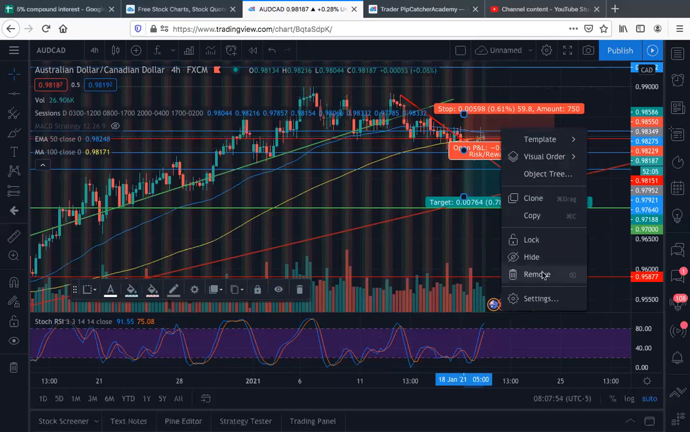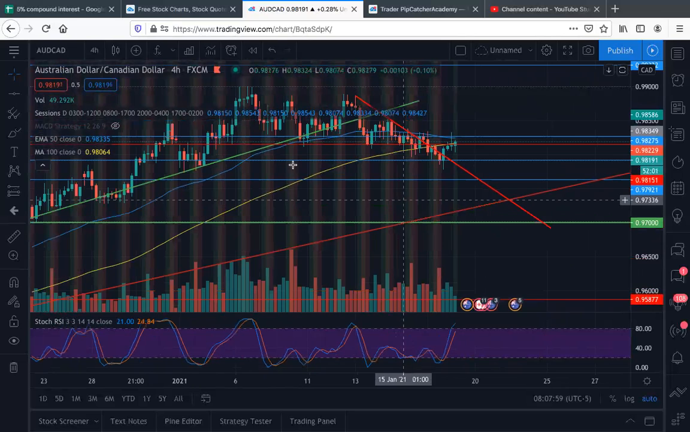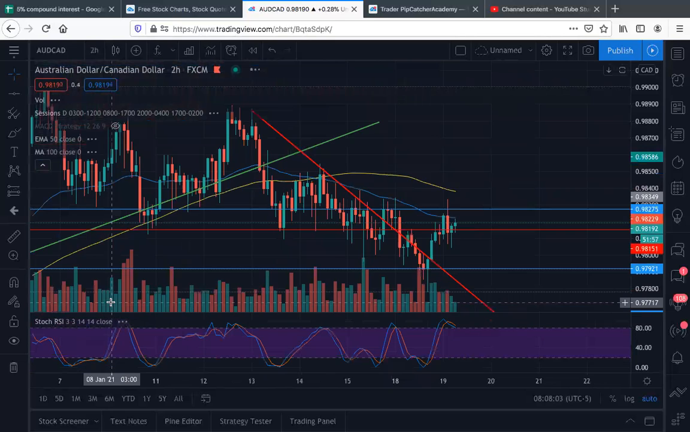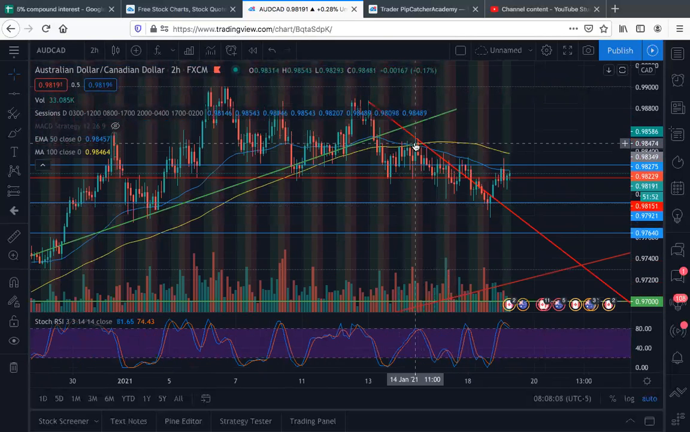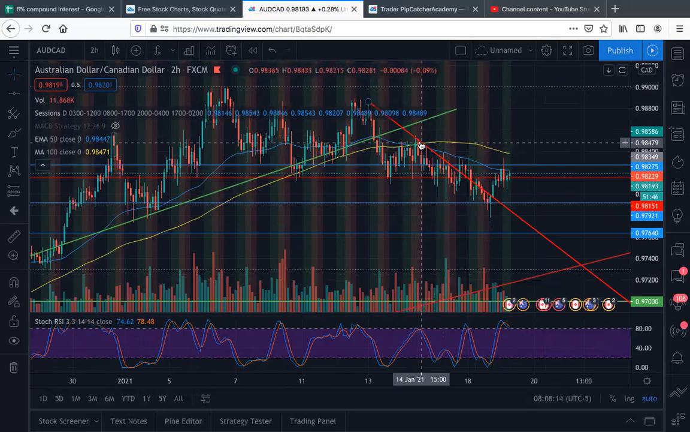I'm going to remove that. We really need to see what's about to happen here. Let's go to the 2 hours. On the 2 hour, we do have that cross, both on the stochastic, and the 50 and 100 moving average also has crossed, which is another bearish signal. So again, we want to see what happens here.